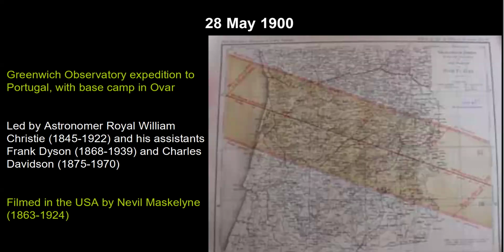1900 is also interesting. So this is a map of the path of totality going through Portugal, drawn by Frederico Oom, who was an astronomer in Lisbon. For this eclipse, the Greenwich Observatory sent an expedition to Portugal, which set up a base camp in Ovar. And this was led by William Christie, who was the Astronomer Royal at the time. And Christie's assistants also came along. One assistant was Frank Dyson, who became Astronomer Royal by 1919, so he actually succeeded Christie, and Charles Davidson, who was one of the people who went to Sobral in Brazil.